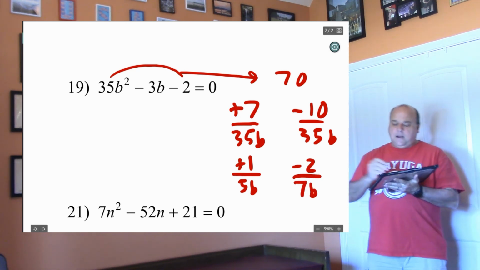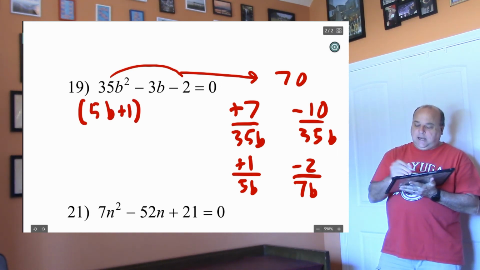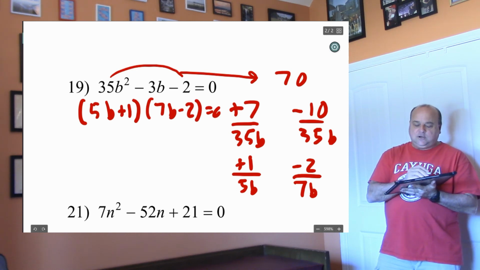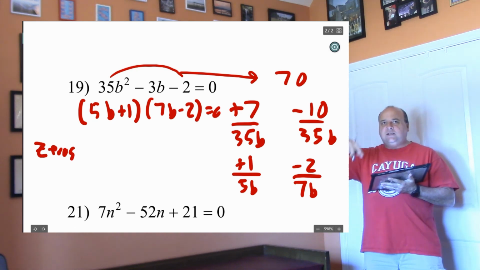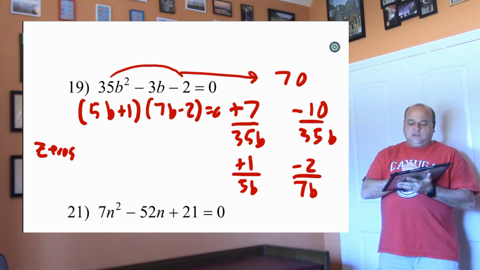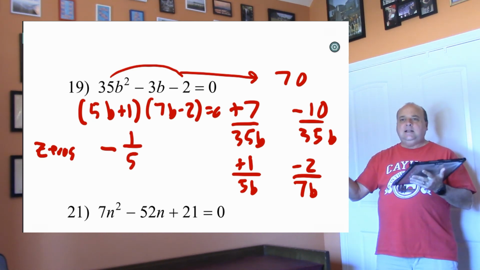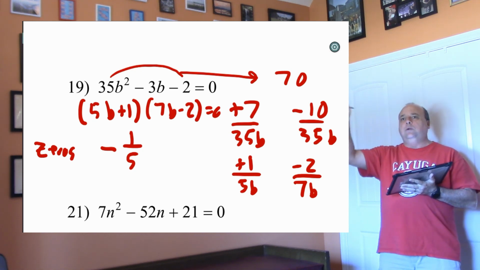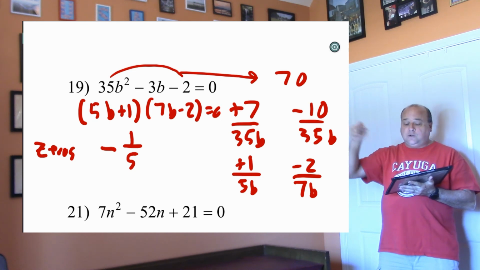So those will be my parentheses. So 5B plus 1 are my factors, right? And 7B minus 2. Those are my factors. My zeros. Remember, we're going to switch the signs and generate a fraction. So the opposite of a plus is a negative. The 1 is my numerator. The 5 is the denominator. Not that difficult. If you were to do 5B plus 1 equals 0, you would move the 1 over and divide by 5. That's why the coefficient goes on the bottom.